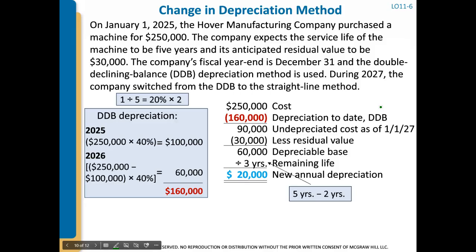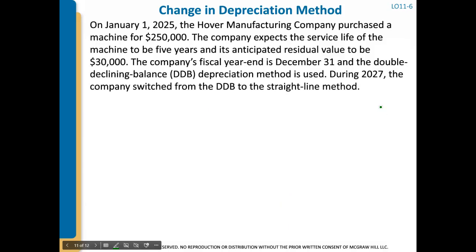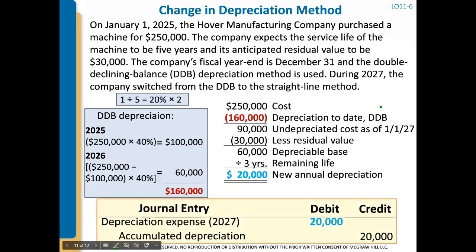And then we're going to divide it by the remaining life. It was a 5-year asset, right? Because we started on 1/1/25, and we've already depreciated 2 years. So we have 3 years left. So you take your depreciable base, divide by your remaining life, and your new annual depreciation is going to be $20,000. And you're going to record that $20,000 for the next 3 years, which is the remaining life of that asset. You just debit depreciation expense $20,000 and credit accumulated depreciation $20,000.